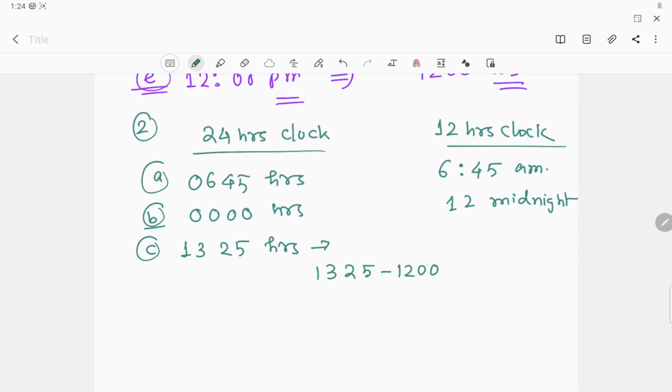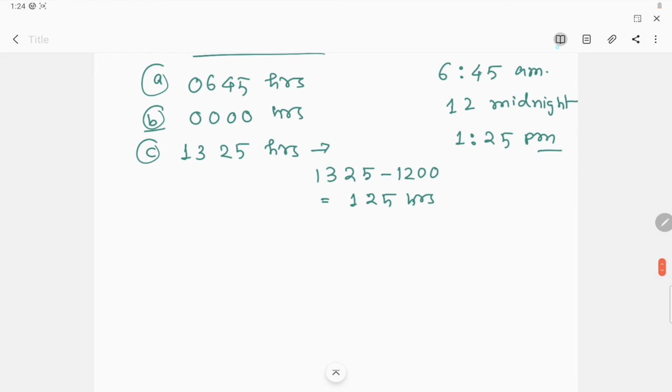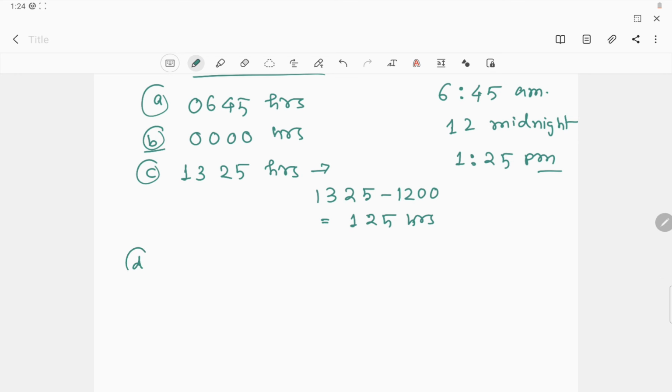Okay. So now in this case, we have to subtract 1200. So it will be 1:25 hours. 1:25 hours means 1:25 p.m. Okay, that is in the afternoon. For question number D, it is given 1155 hours. So it is obviously simply 11:55 a.m.